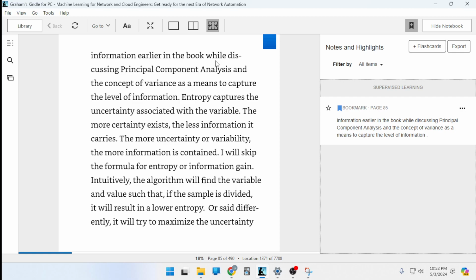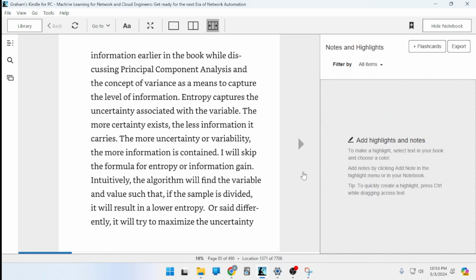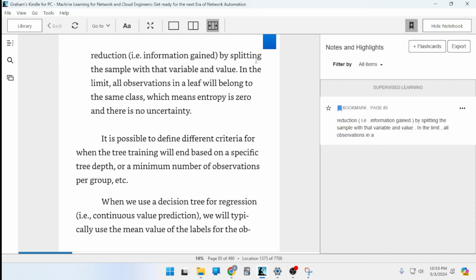So entropy captures the uncertainty associated with the variable. The more certainty exists, the less information it carries. The more uncertainty or variability, the more information is contained. I will skip the formula for entropy or information gain. Intuitively, the algorithm will find the variable and value such that if the sample is divided, it will result in a lower entropy. Or said differently, it will try to maximize the uncertainty reduction, for example, information gained, by splitting the sample with that variable and value.